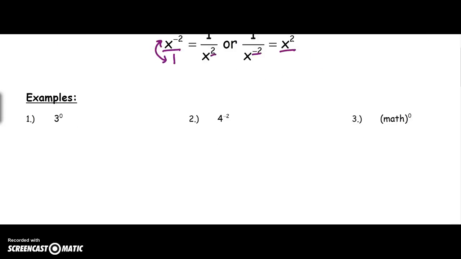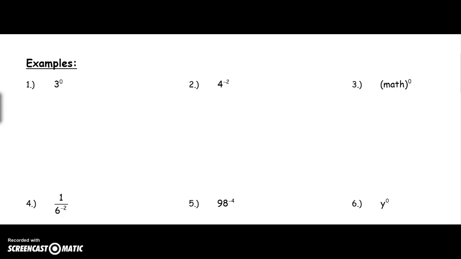Here are some examples. Anything raised to the zero power is 1. Anything. It could be a word. It could be a variable. It could be something in parentheses that looks absolutely horrendous, like all these other numbers. But if it has that raised to the zero power outside the parentheses, it's still 1.